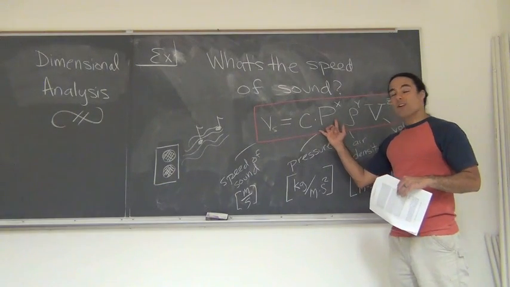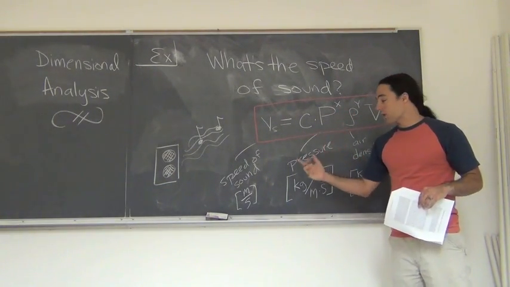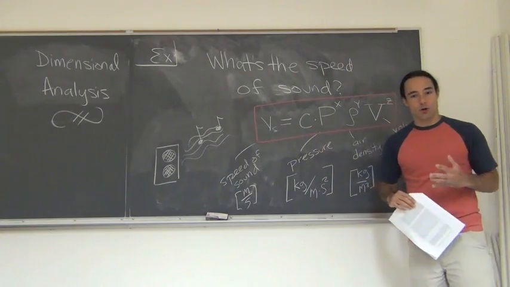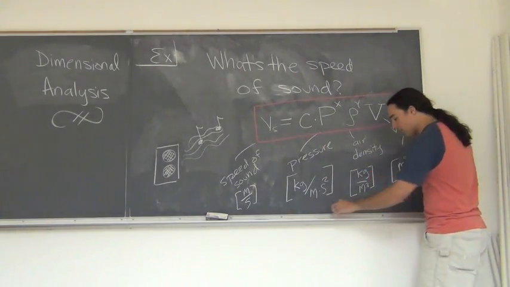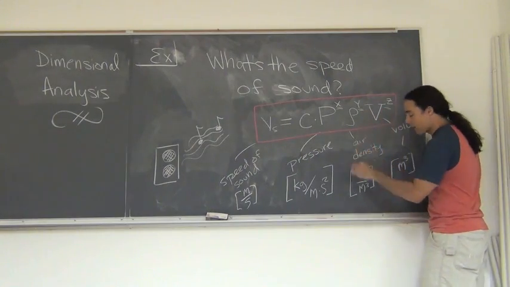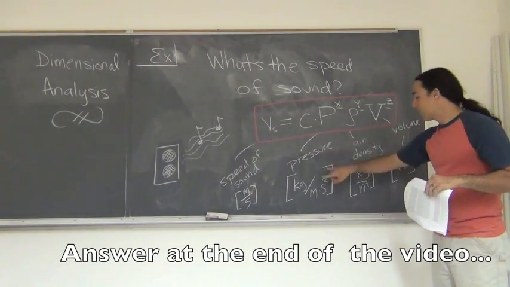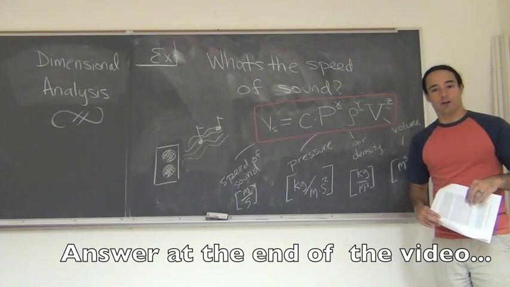Because I'm pretty much guaranteed that since I need the dimensions to work out, this equation is going to be roughly correct. So see if you can figure out what these values are. Maybe it's pressure squared, maybe it's pressure to the 1/3, we don't know. But by combining these different units, you can figure it out.